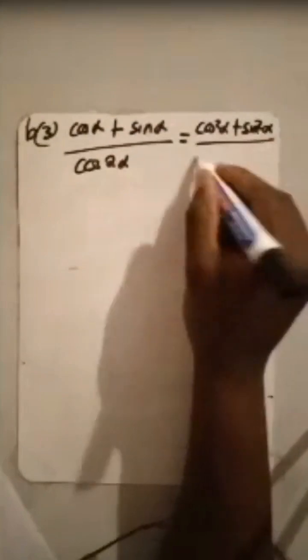Right, now I want to jump to number 3. Let me do number B3. It says cos alpha plus sine alpha over cos 2 alpha is equal to cos squared alpha plus sine squared alpha over cos alpha minus sine alpha.